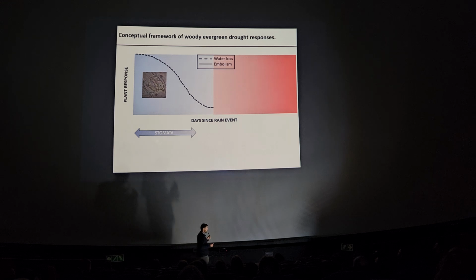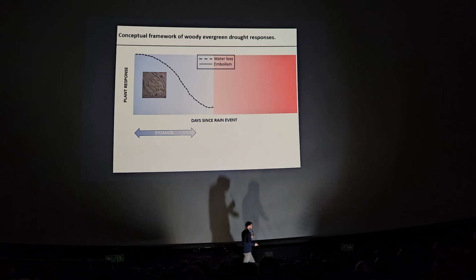So to explore that, we've got a very general framework of how plants respond to increasing water deficit. So what I'm going to show you is essentially that conceptual framework. On the x-axis here, you can think of this as time. And then on the y-axis, we've got plant response.